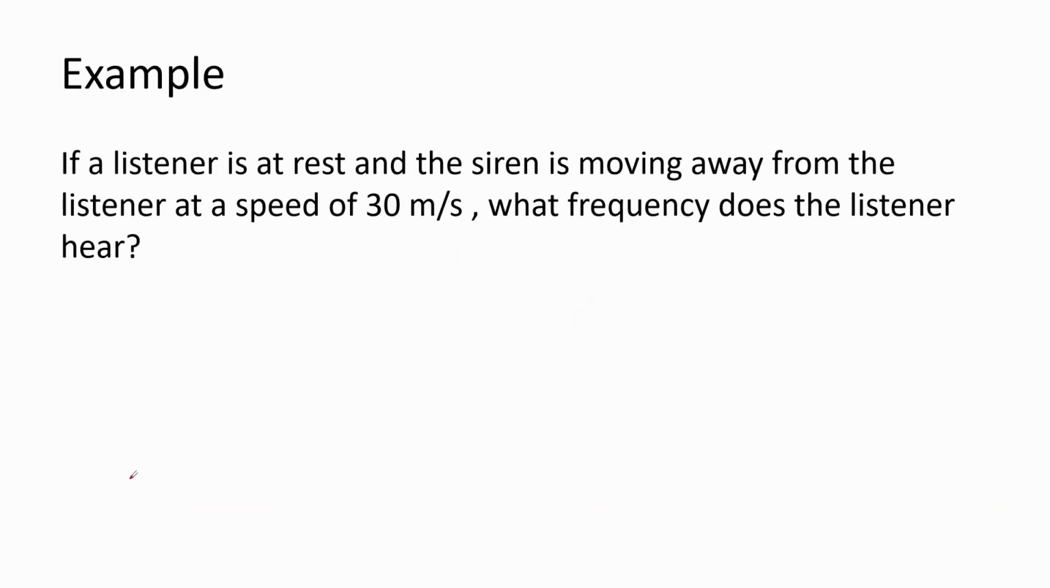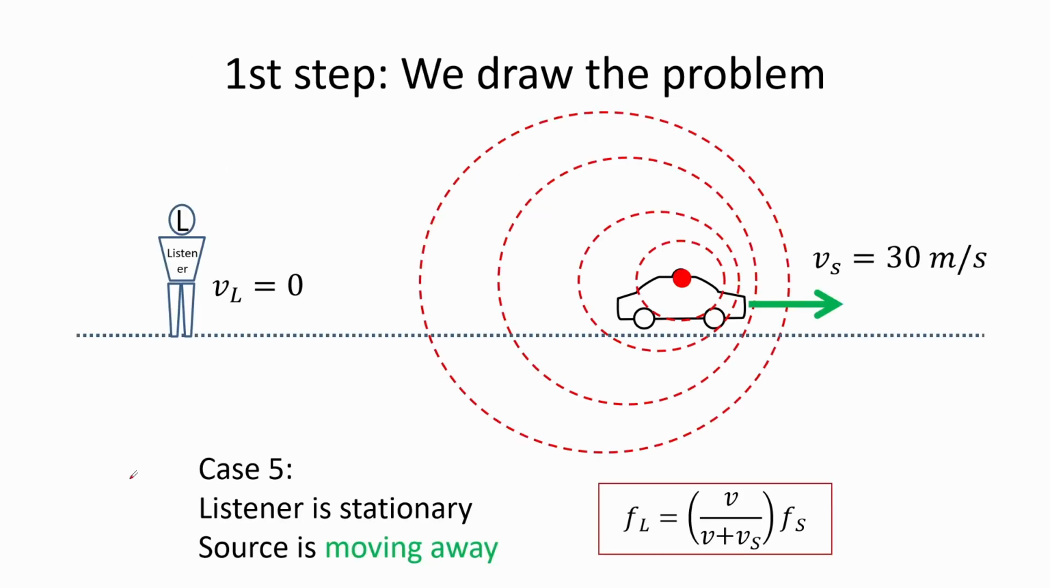Here we have an example. If a listener is at rest and the siren is moving away from the listener at a speed of 30 meters per second, what frequency does the listener hear? First we draw the problem. So, we see that the frequency will be reduced since the source is moving away.